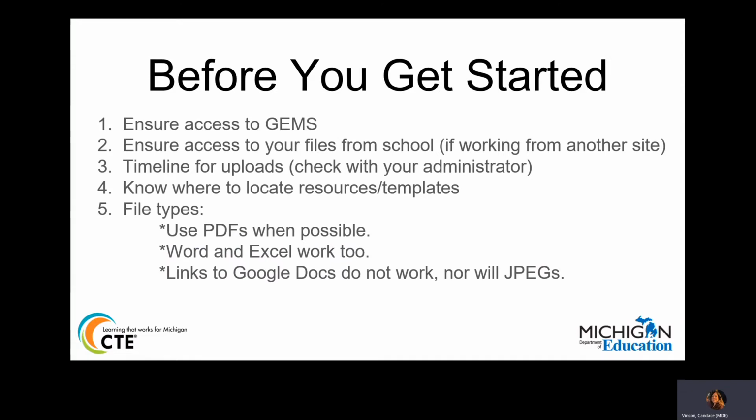First, you will want to ensure that you have access to GEMS. To gain access, you will need your MEAS login and password. You will want to make sure that you can access files from your school if you are working on the CIP self-review elsewhere. Check with your administrator to see if he or she has a timeline for submitting certain pieces of evidence. It is a much easier process to add evidence in the CIP self-review over the course of the school year, rather than waiting until June.